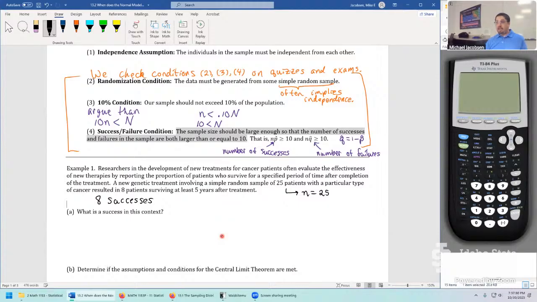But that doesn't answer part A. Part A wants to know what is the success in context. So we have to say a success is surviving at least 5 years after. It said it was a new genetic treatment, so I'll just say after the new treatment.